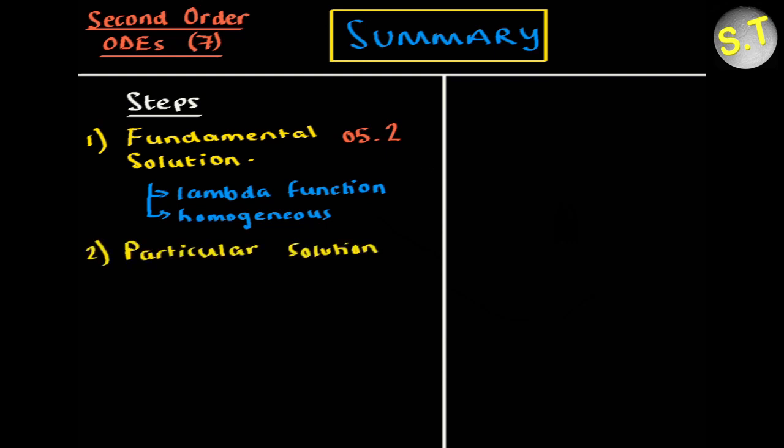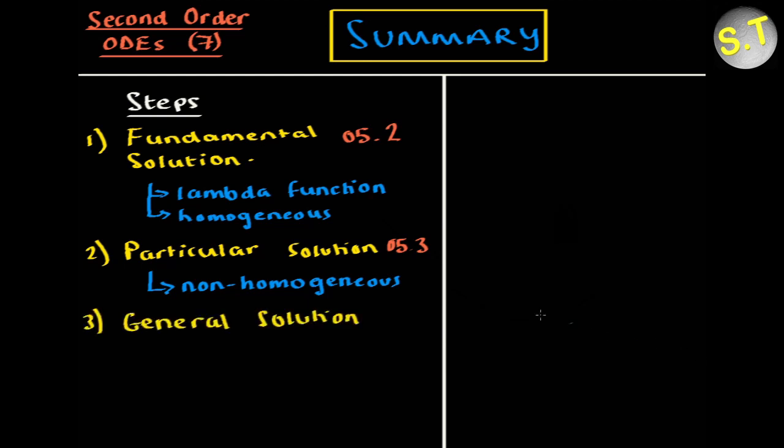So after we found the fundamental solution, we looked for the particular solution, which is specific to the right hand side of the equation. So it was for the case where the equation was non-homogeneous. And once again, I'll go through that in a lot more detail in video 05.3 in the calculus playlist.